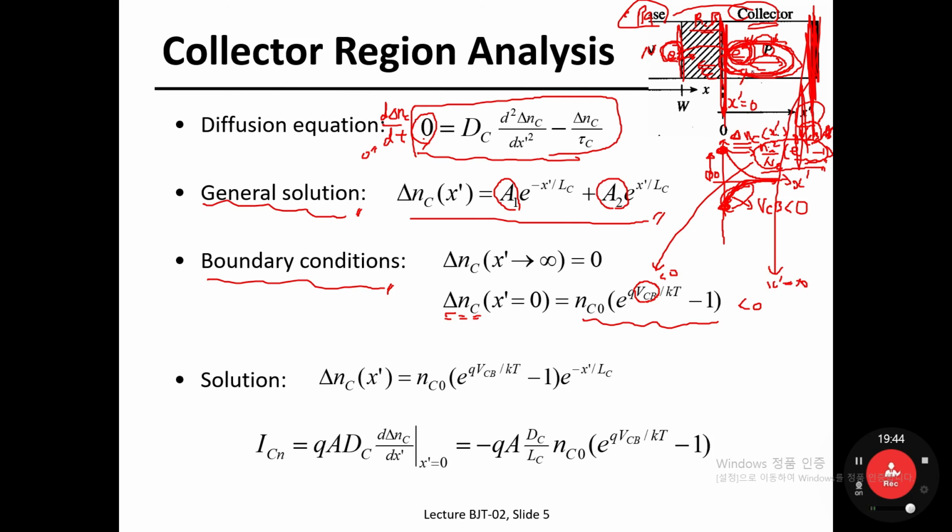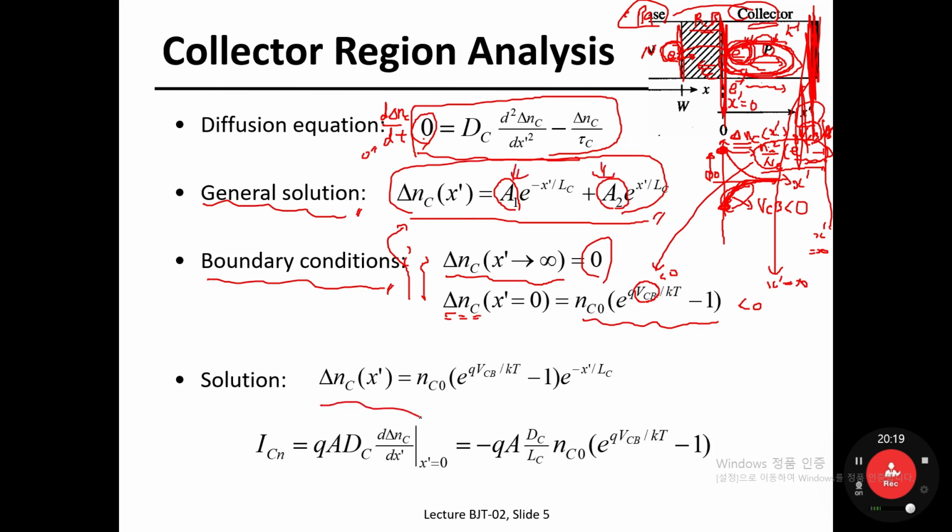But as we know, once electrons have been injected into the p side, they are going to be recombined with many holes in the collector region. So at x prime equal to infinity, nothing would be left, nothing would survive. Okay, no electron would survive, so this delta n sub c value should be 0. Okay, so we got two boundary conditions, and we plug those two boundary conditions into the general solution, and we're going to get A1 and A2.